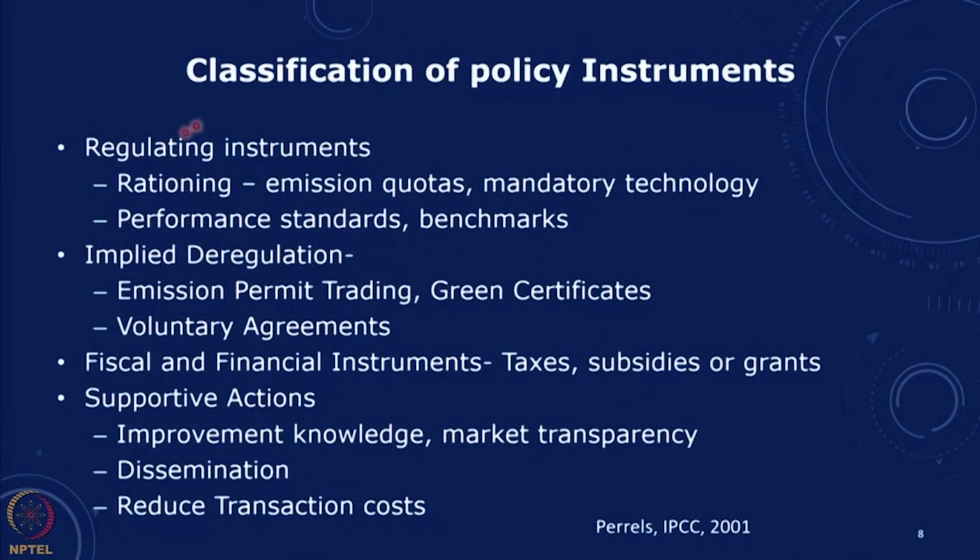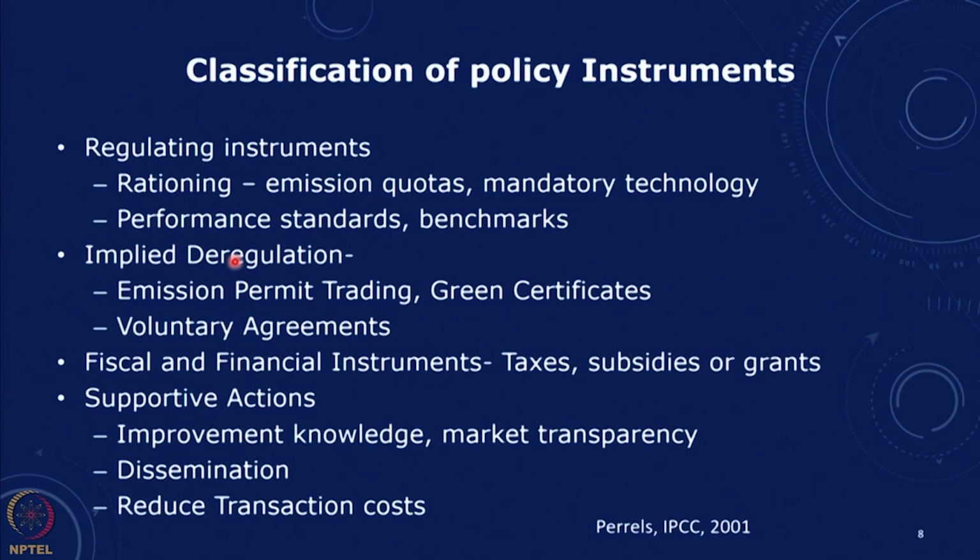This is in terms of regulating instruments. We can have implied deregulation in terms of emission permit trading, and this has been done in the European Union. There could be green certificates. We can have voluntary agreements. And then there is this whole set of incentives: fiscal and financial instruments, taxes, subsidies or grants. So there is this possibility that we can either ration or we can provide subsidies or taxes.